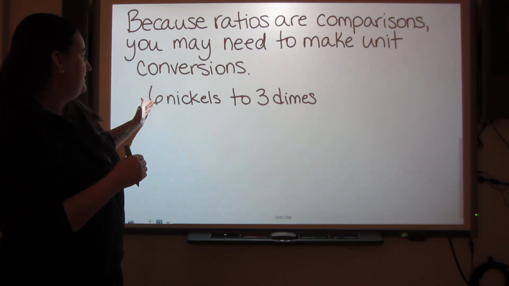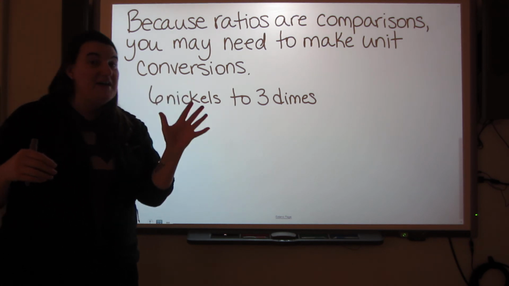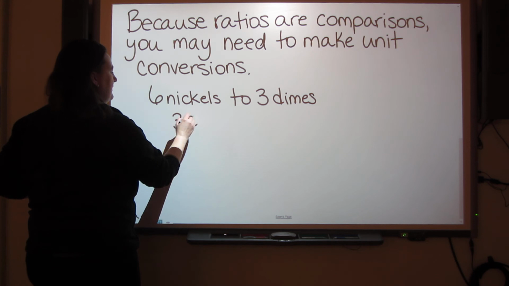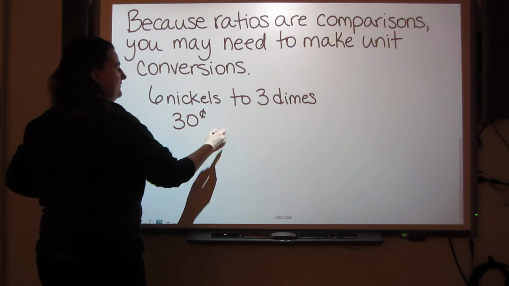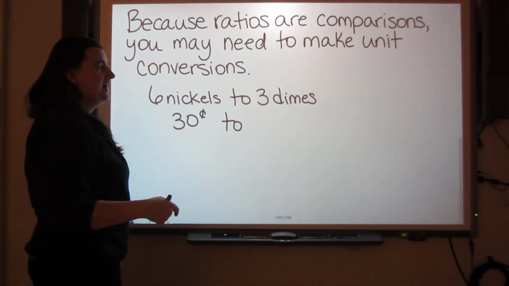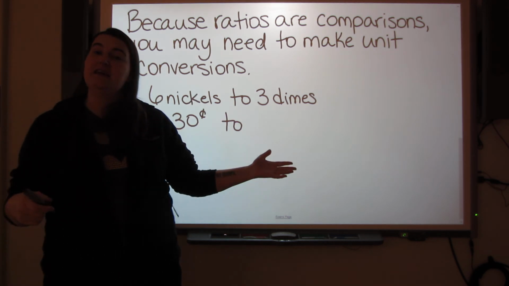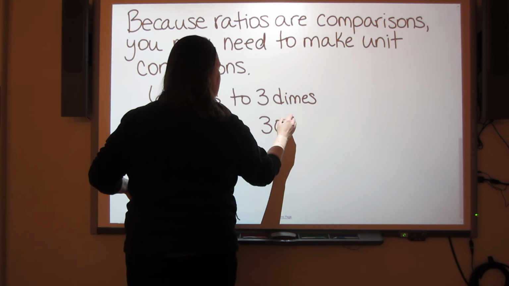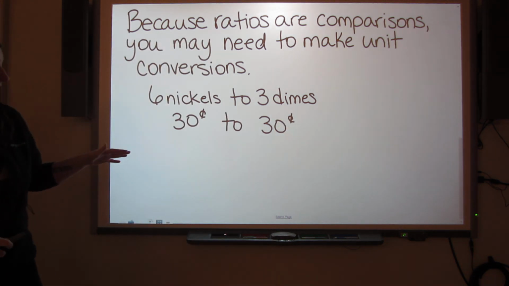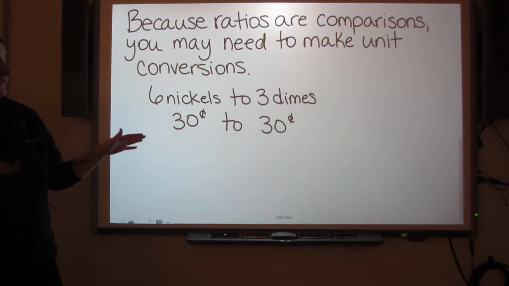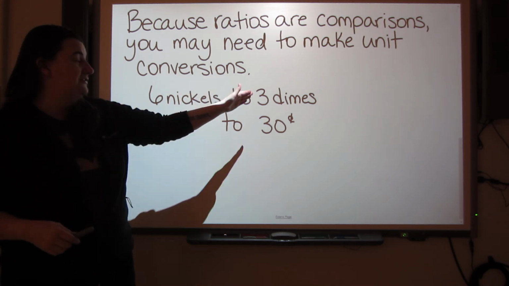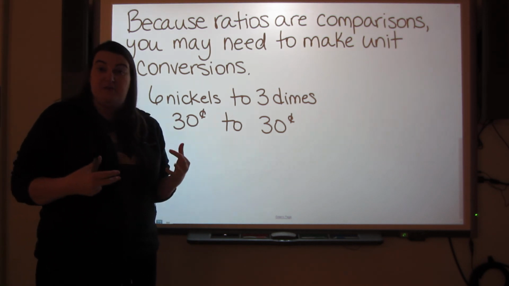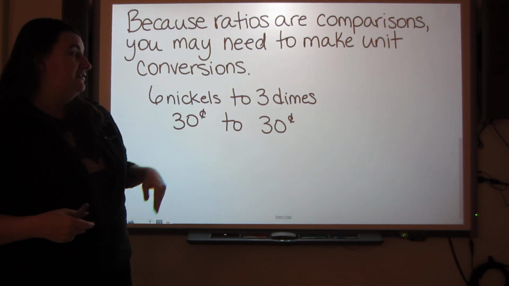So a nickel is worth 5 cents. So if I have 6 of them, I have 30 cents. A dime is worth 10 cents. I have 3 of them. So again, I've got 30 cents. Now you'll see this changes your ratio. I had 6 to 3, but really in terms of the same unit, in terms of how much money I really have, it's 30 to 30.